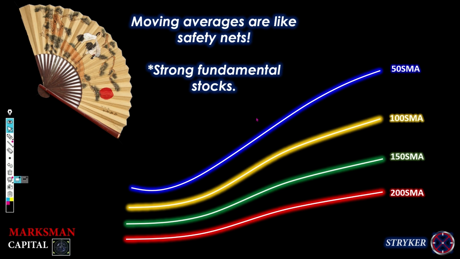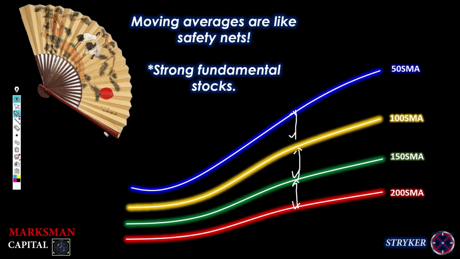Now, for us to have a very nice trend, the moving averages have to open up evenly, from one moving average to another, spread evenly, just like a traditional Chinese fan. In case you don't know, this is a Chinese fan, or a paper fan, you can call it. So it spreads out quite evenly.